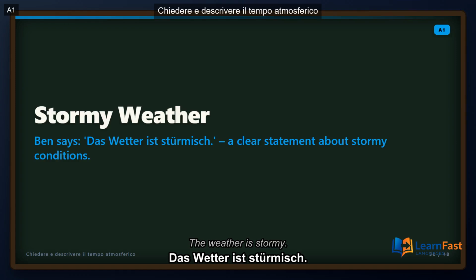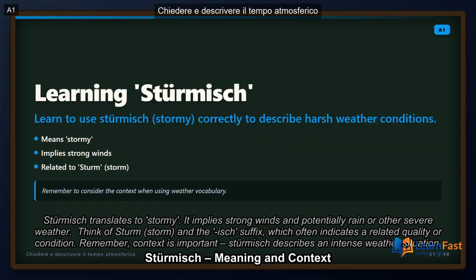Das Wetter ist stürmisch. "Stürmisch" translates to stormy. It implies strong winds and potentially rain or other severe weather. Think of "Sturm", storm, and this suffix, which often indicates a related quality or condition. Remember, context is important. "Stürmisch" describes an intense weather situation.